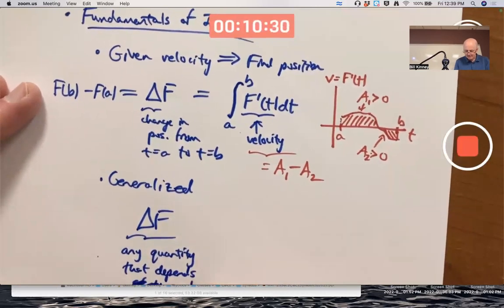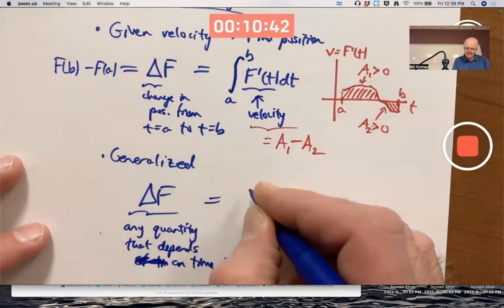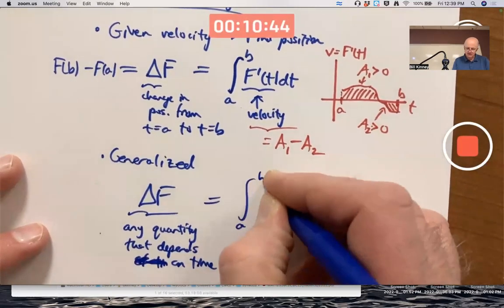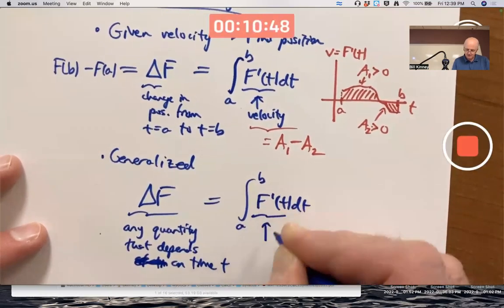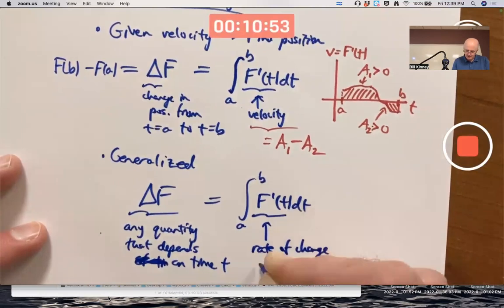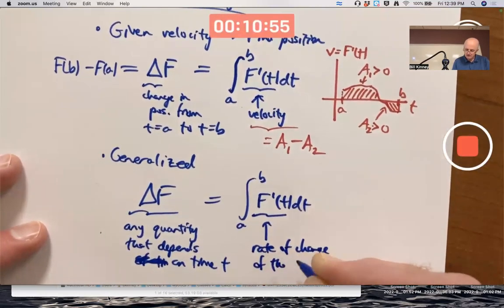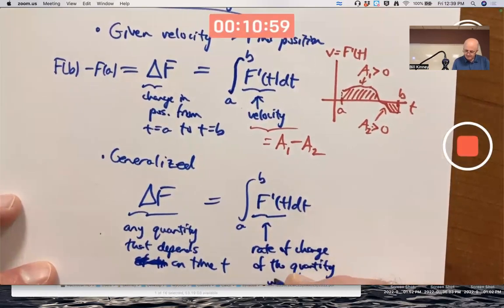Depends on time t. There are applications where the independent variable is not time, but the easiest applications to imagine are when it does involve time. The change in a quantity is the integral of its derivative, the integral of its rate of change, the rate of change of the quantity with respect to time.